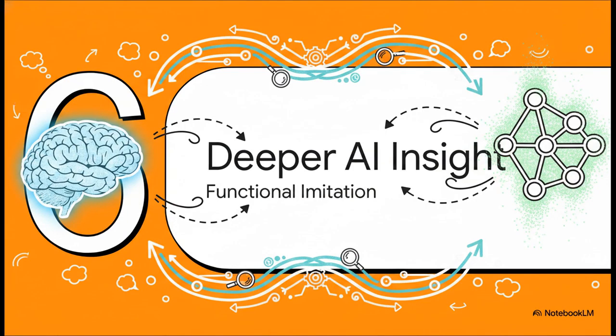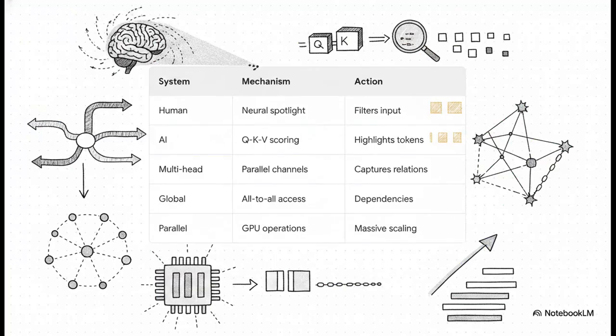Which brings us to our final pillar, the deeper AI insight, the functional imitation. If we lay this all out, the architectural triumph of transformers becomes crystal clear. Everything perfectly aligns. Your neural spotlighting maps directly to QKV similarity scoring. Your parallel brain networks map to multi-head attention and GPU operations. It is a stunning, direct translation of cognitive mechanics into pure math.